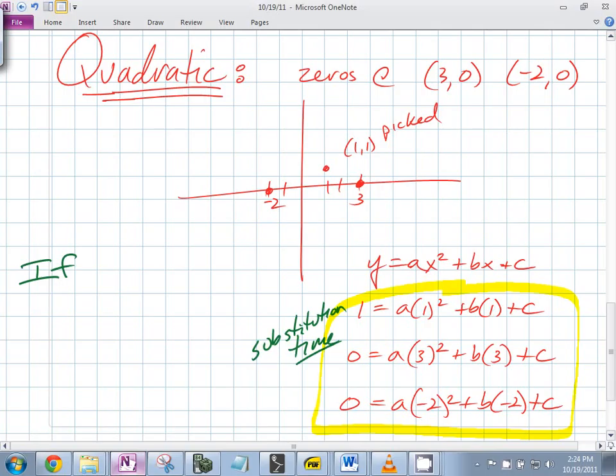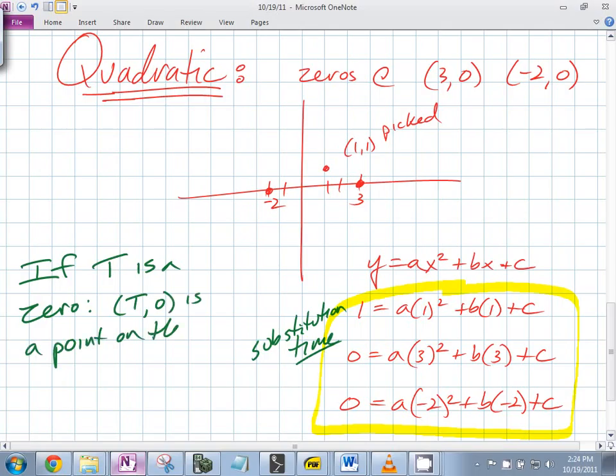Let's make it more specific. Let's say 6 is a 0, then (6, 0) is a point on the graph. Do you agree with that? So I'm just going to replace this. Instead of saying 6, I'll call it t instead. What value could t be?